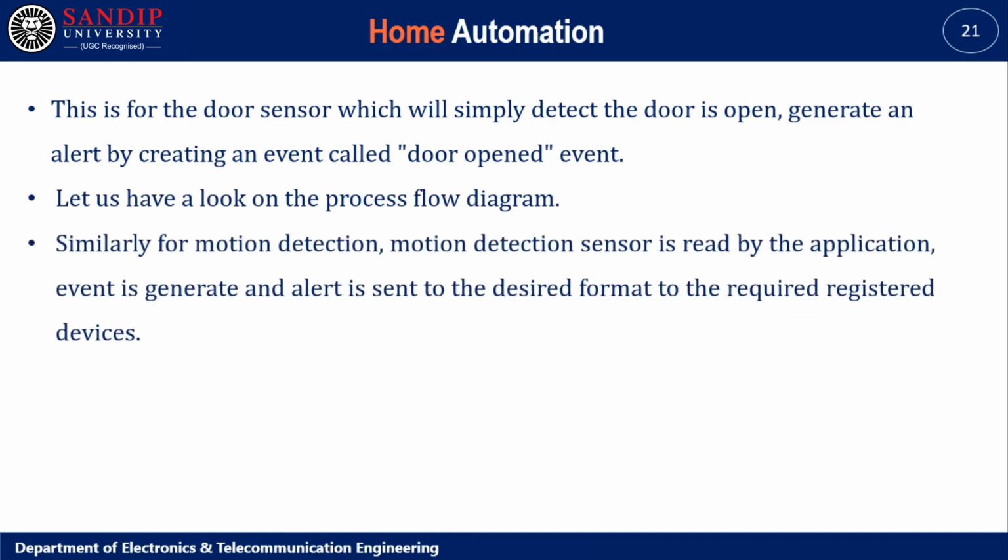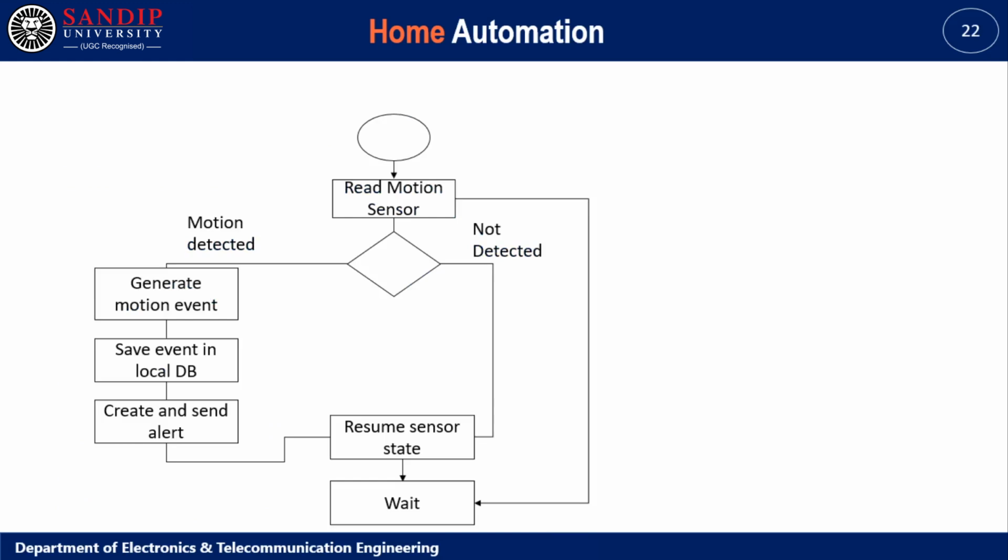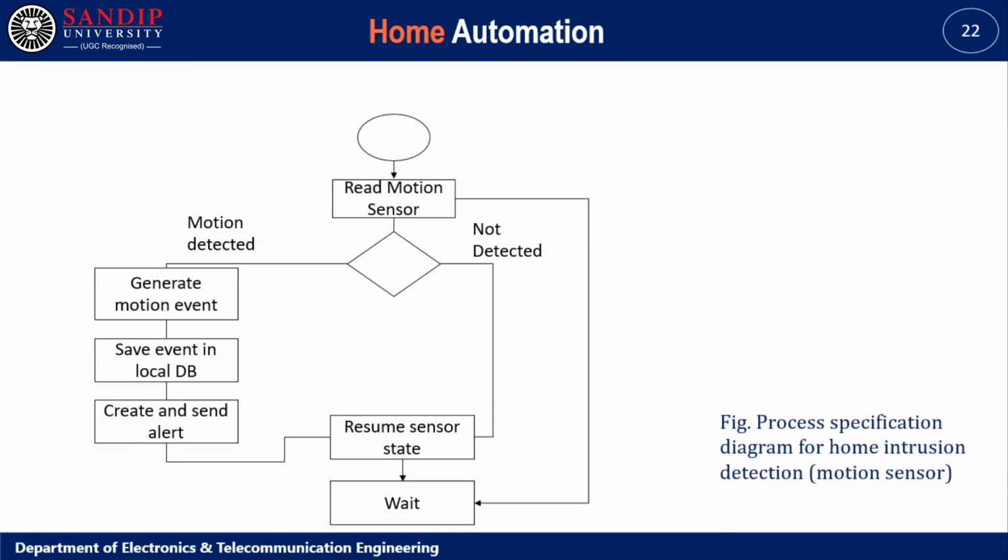Similarly, for motion detection, the sensor is read by the application. An event is generated and an alert is sent in the desired format to the required registered device. The process specification diagram is shown in the figure. The figure shows the process specification diagram for home intrusion detection, that is the motion sensor.